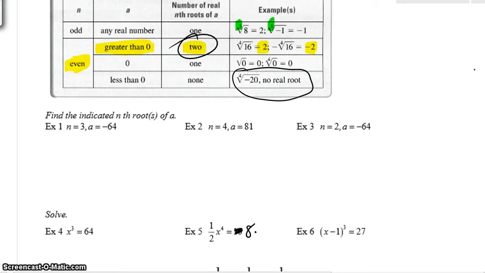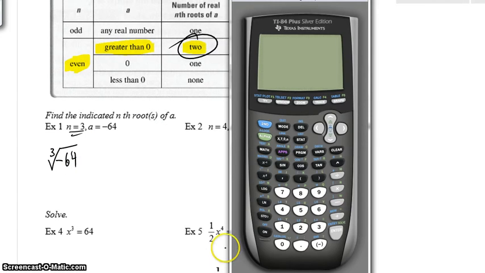Thank goodness your calculator can be of tremendous help here, and we want to have our calculators out. It says find the indicated nth roots of a. Well, this is a third root, an odd root of negative 64. It's very tempting to think that there's no answer here. Very often kids will remember chapter 5 and they'll say, wouldn't this be imaginary? Well, that's for even roots. Negatives are allowed inside of cube roots and fifth roots.